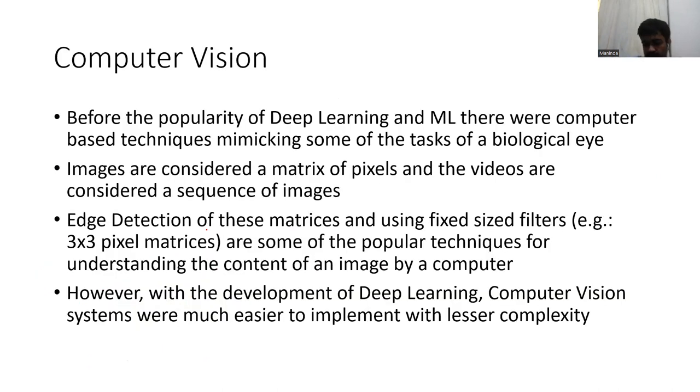Before we move into convolutional neural networks, first we will see what computer vision is and its application in computer science, right? Because these convolutional neural networks were mainly developed to handle computer vision related machine learning problems. Computer vision is basically how a computer system sees the world.